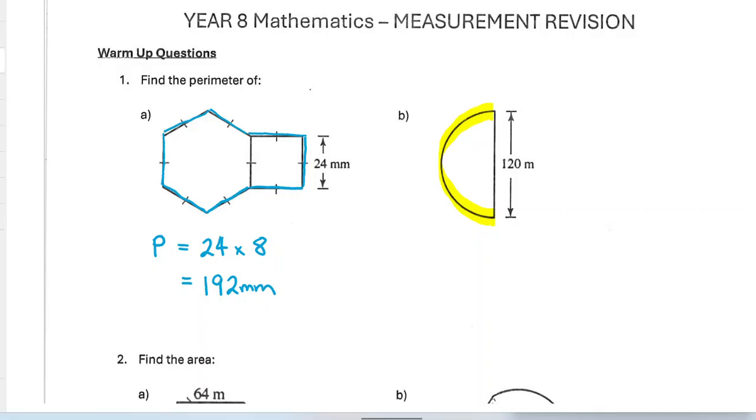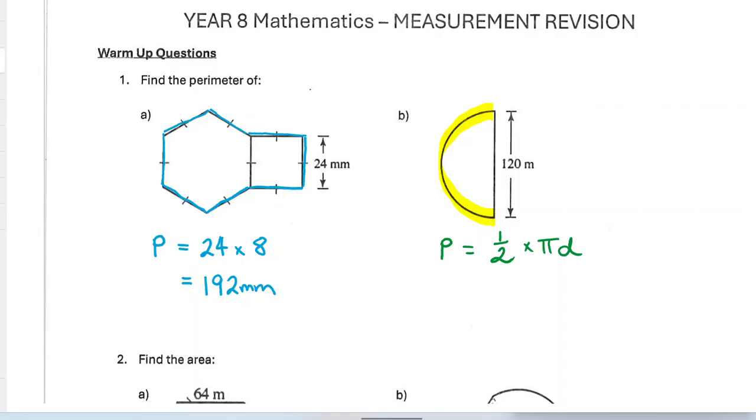When you have curved sides like this one, then you will need to use your circumference formulas to find the length of those curved sides. So that half of a circle that I see there, I'm going to have to go P for perimeter equals, and I want to times half by the pi d formula. The reason I'm using pi d is because this 120 is the diameter of that circle. Okay, so that will tell me the highlighted in yellow curved section of that perimeter.